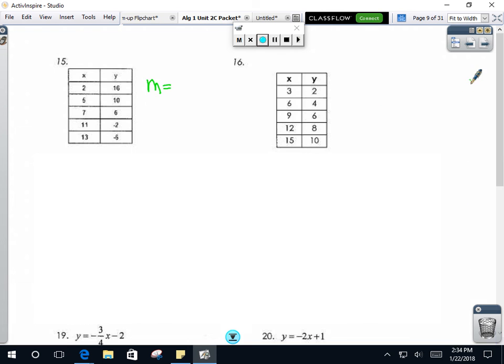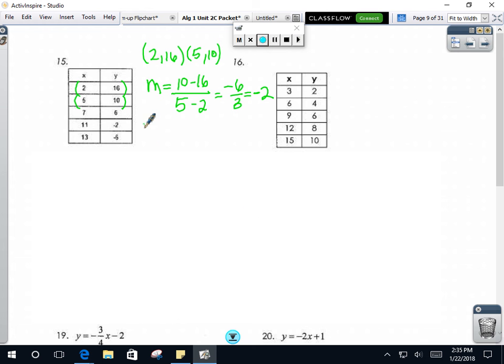Okay, next page. Number 15. Is there a pattern that you can follow? No. So we're going to have to pick two points to find the slope. I'll just pick the first two, (2, 16) and (5, 10). So that's y2 minus y1, which would be 10 minus 16, over x2 minus x1, which is 5 minus 2. That becomes negative 6 over 3, which then becomes negative 2. So we have our slope.